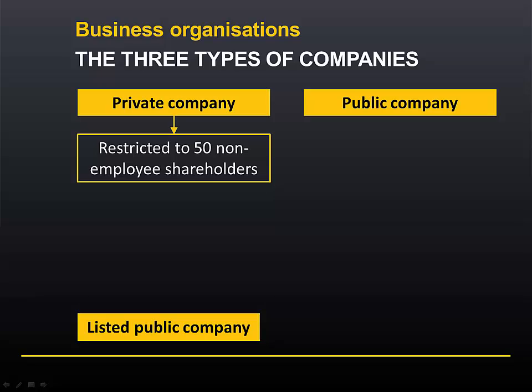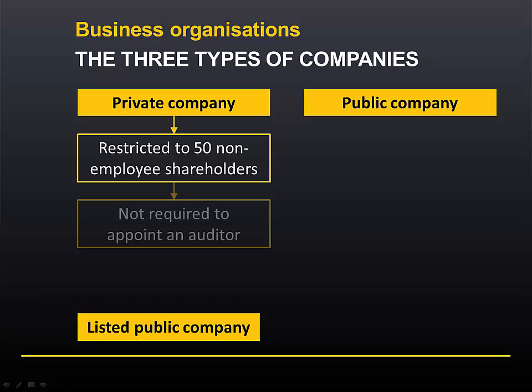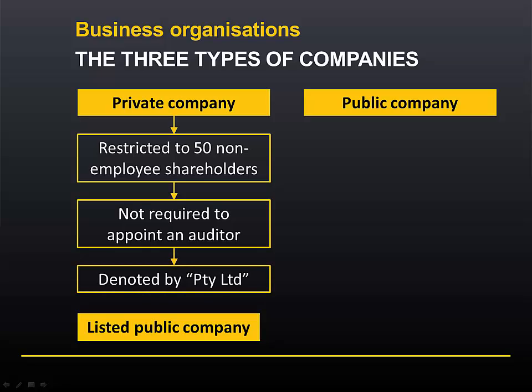Private companies are restricted to 50 non-employee shareholders. In other words, employees who have been given shares don't count towards the maximum of 50 shareholders. Private companies are not required to appoint an external auditor, and private companies are denoted by the letters Pty Ltd, which stand for Proprietary Limited.